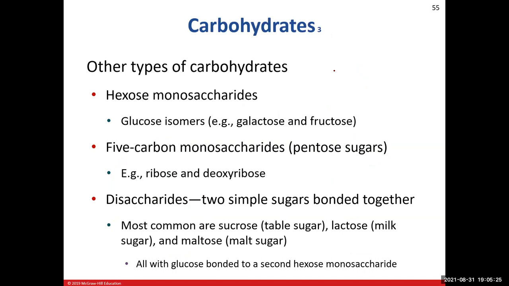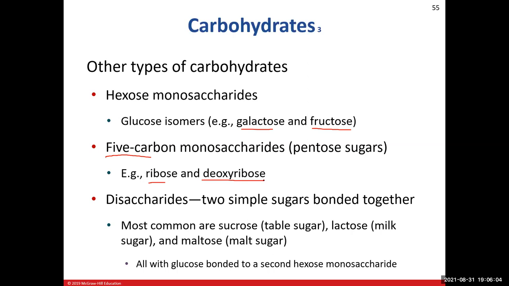Okay. So there's a couple other types of carbohydrates. We have our hexose monosaccharides. Well, what are those? Remember what I told you when we were talking about the glucose. These are the glucose isomers, galactose and fructose. They're going to have the same chemical formula or molecular formula. Some other types of carbohydrates are our pentose sugars. Those are the five carbon monosaccharides, ribose and deoxyribose. We're going to come back and talk about these later on, but that has to do with RNA and DNA.